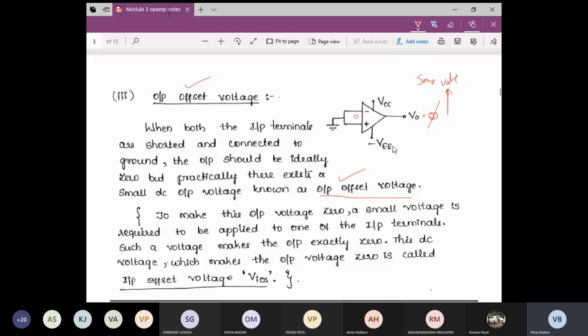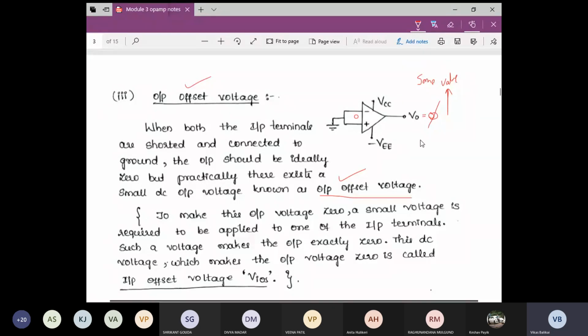I have not yet started using the op-amp. Like for example, I have not used the op-amp in any application, nor have I given the actual signals. I'm making the op-amp ready before the start of the application. So now I am seeing that because of this connection, there is a small output voltage.